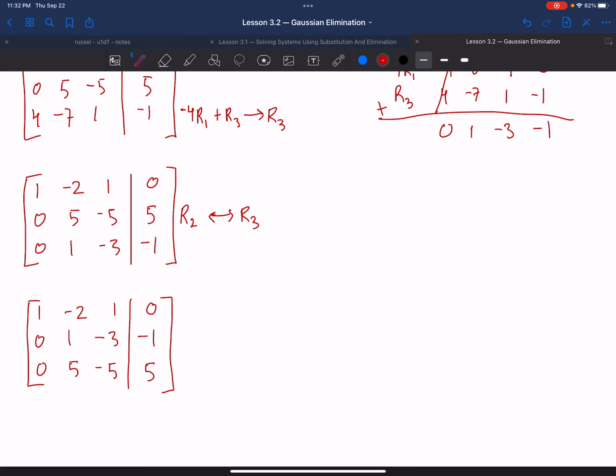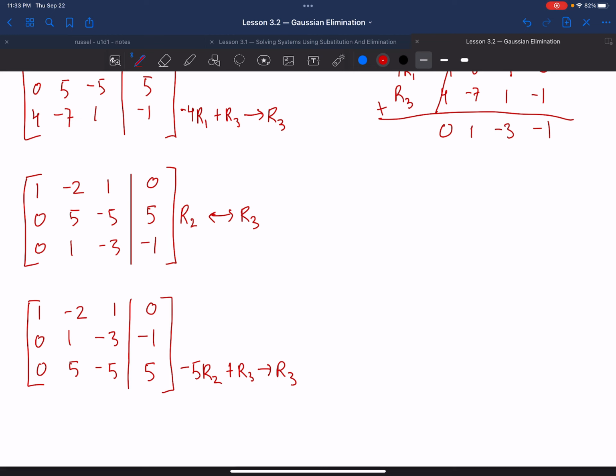And now, how do I make this 5 a 0? Well, if I use the previous line, use that 1 here, if you multiply that 1 by negative 5, it'll get rid of that 5. So I'm going to take negative 5 times row 2, add it with row 3, and replace row 3.